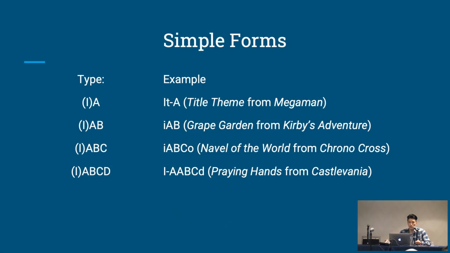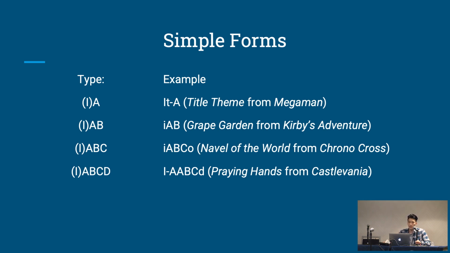And with these, that's basically it. You can distill any structure out there into what I call simple forms and long forms. Simple forms are basically what you see here. There can be one section, two sections, three sections, or four sections: A, AB, ABC, ABCD. And not all tunes have intro sections, so that's what the parenthesized I denotes. Those are the four main categories.